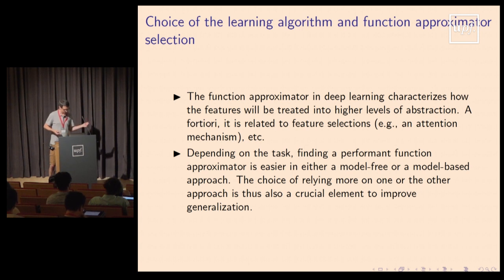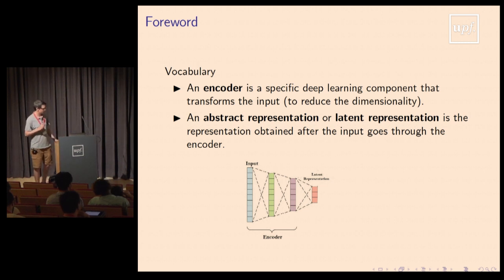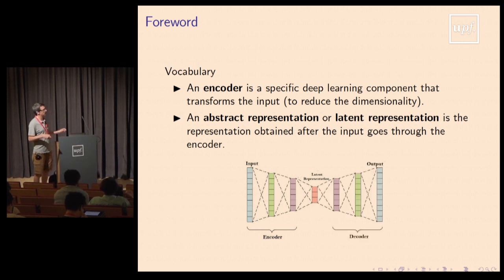Then we have the choice of the learning algorithm and function approximator, but we have more or less covered this already. So maybe one last thing before the questions is the importance of the abstract representation. In deep learning, you have this structure of an encoder that can reduce the complexity of the input into a latent or abstract representation. One technique to learn this representation is the autoencoder framework, where you try to rebuild the input at the output, and then you can use this latent representation as an abstract representation. So that's one way to do it.